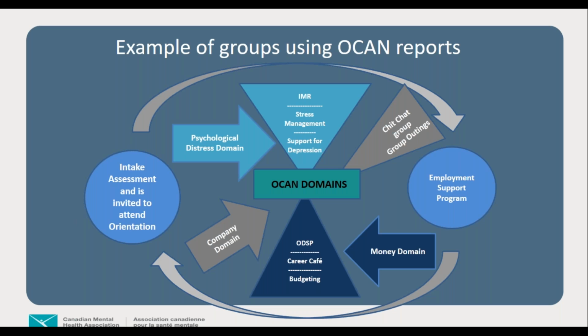They would have access to groups under our company domain, which is chit chat group and group outings, and the money domain, which is the ODSP group, career cafe, and budgeting. We do offer quite a few more programs, so it's just an example of the groups that we provide in the top 3 domains. But it helped us to know where we needed to focus.